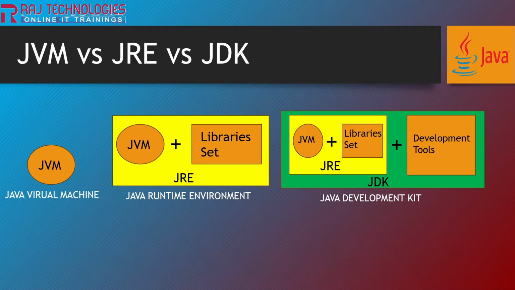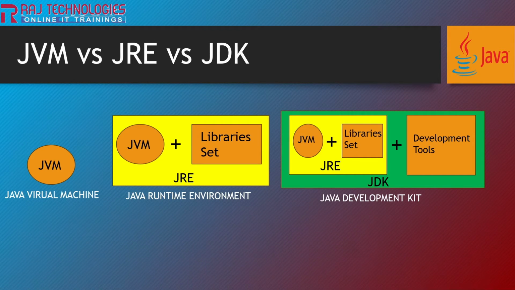First, let us understand what is JVM. JVM stands for what? Java Virtual Machine. The next one is JRE. JRE means Java Runtime Environment. So what is this Java Runtime Environment? It is JVM plus library set. To this JVM, if you add the library set, that comes under as Java Runtime Environment.